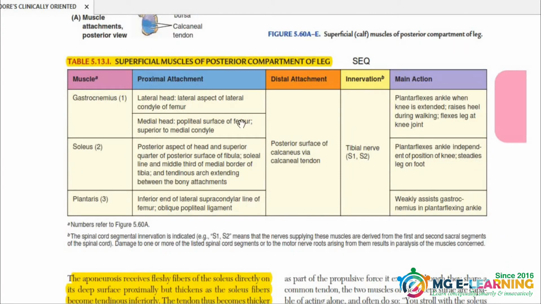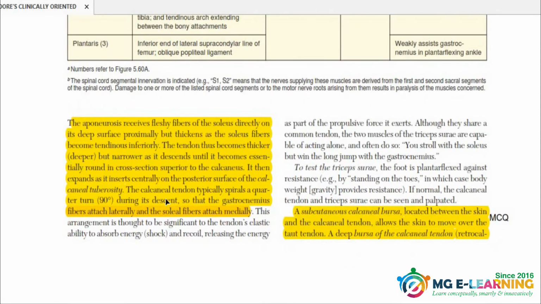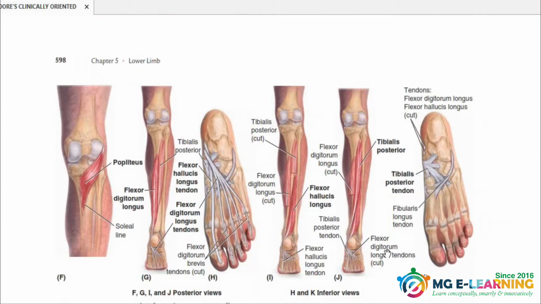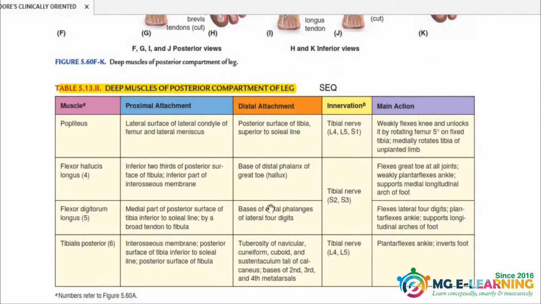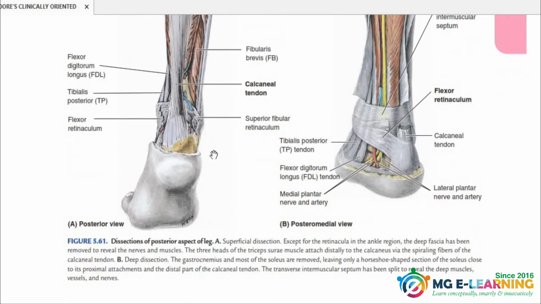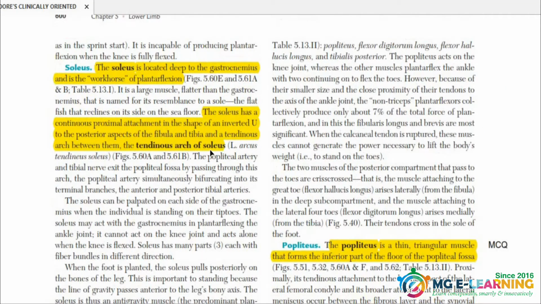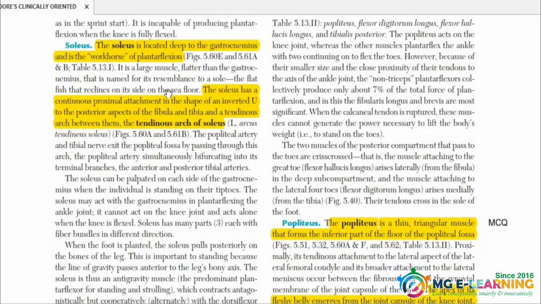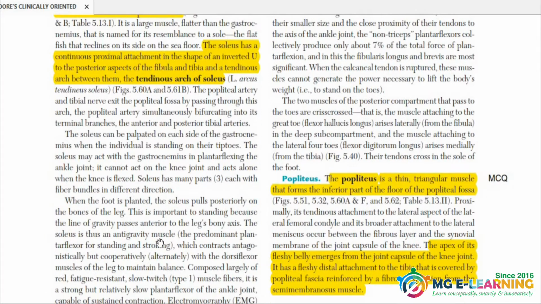This table is important to see the superficial muscles of posterior compartment of leg. Now these yellow highlighted points are important for SCQ and MCQ point of view. And this table is important to see the deep muscles. It is also important for SCQ point of view. Then here is about soleus. It is important for MCQ point of view. Just have to read all these.